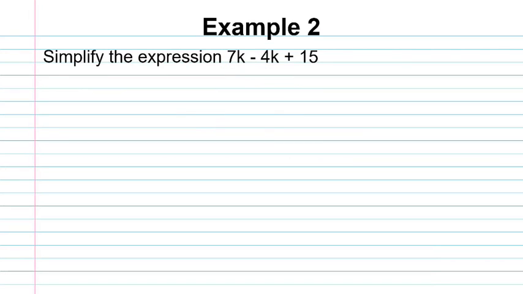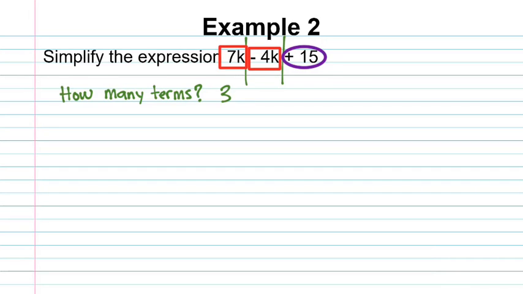Next example. Simplify the expression 7k minus 4k plus 15. How many terms are there? Well, if I separate the minus sign here and that plus sign there, I find out that we have 1, 2, 3 terms. From those 3 terms, we're going to have 2 like terms. This one has a k, that one has a k. They're both like terms. And then this constant here does not have any other terms that are alike. I can go ahead and put the coefficients and the constants.